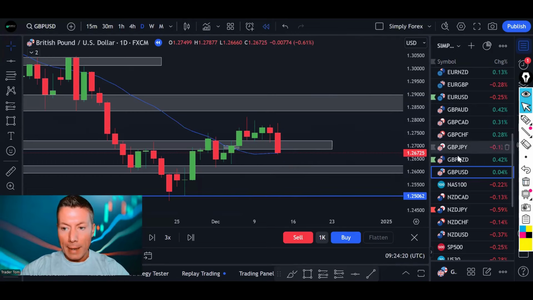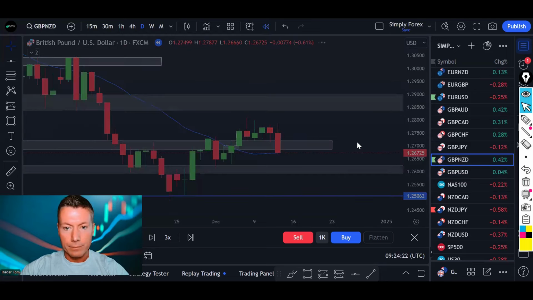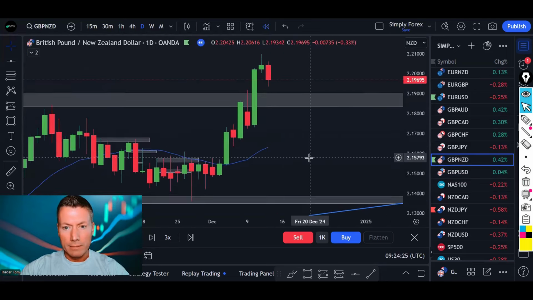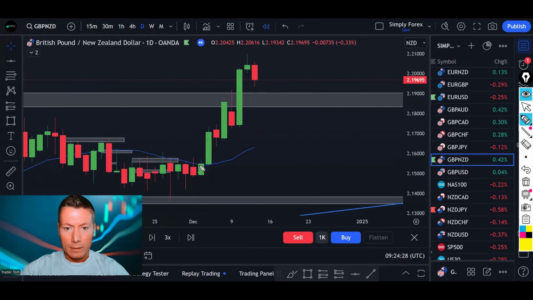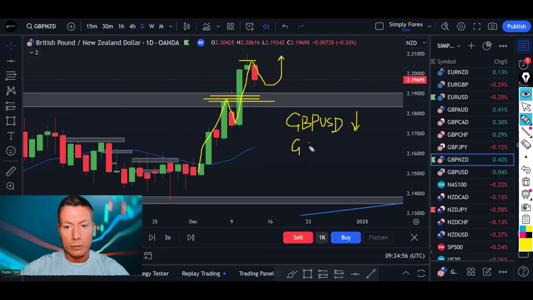Now, if we look at pound New Zealand dollar, this is far clearer. We are in an uptrend and we've even broken a key weekly resistance level here. We've had a bit of a retrace. This would suggest we could take price back up. So just looking at the two trades, we had pound US dollar sell, and I'm just going to do pound New Zealand dollar buys.